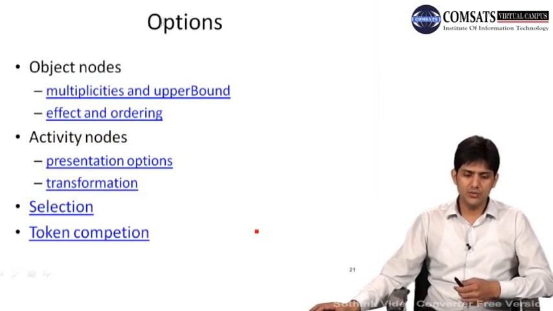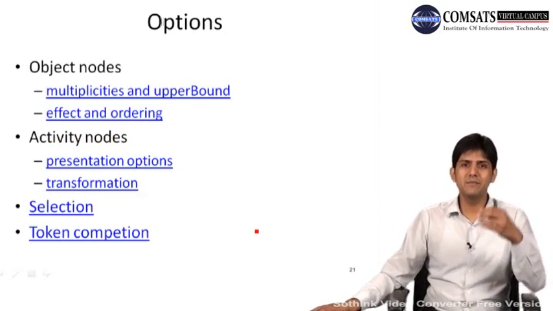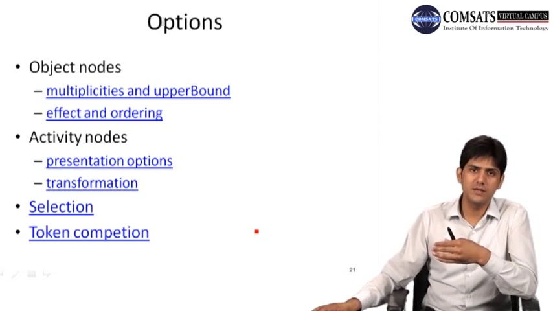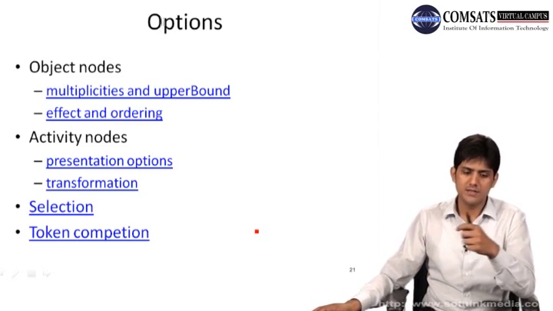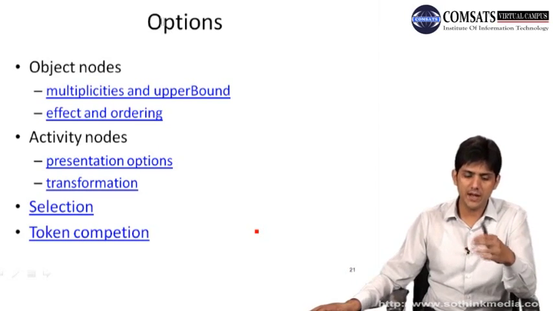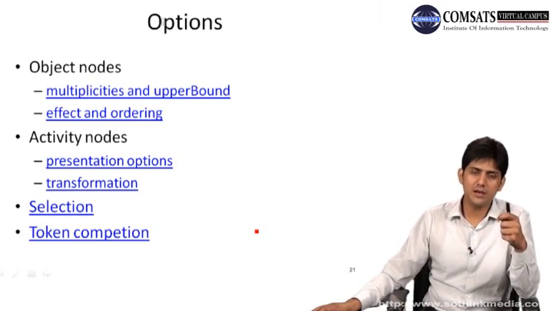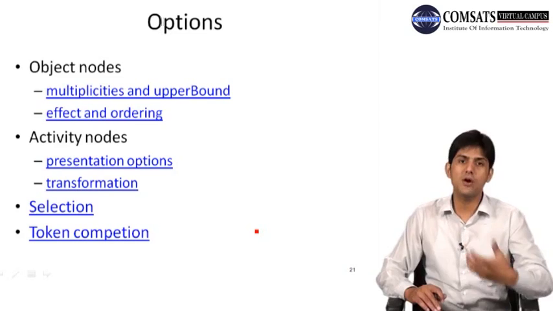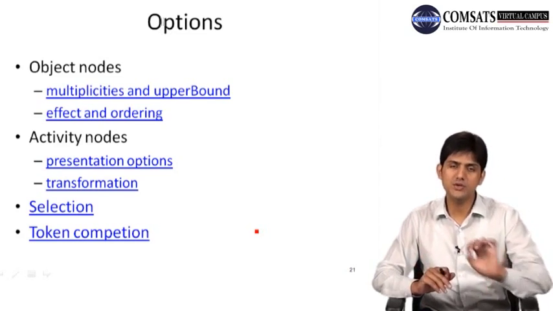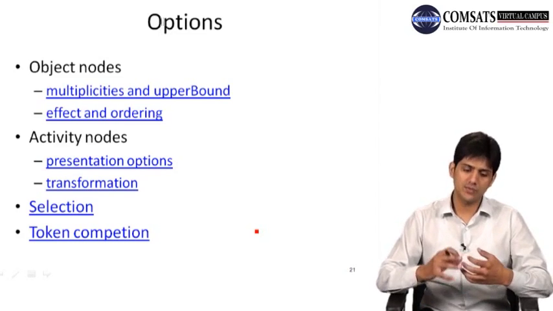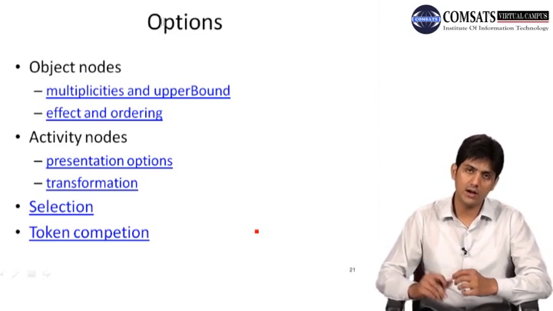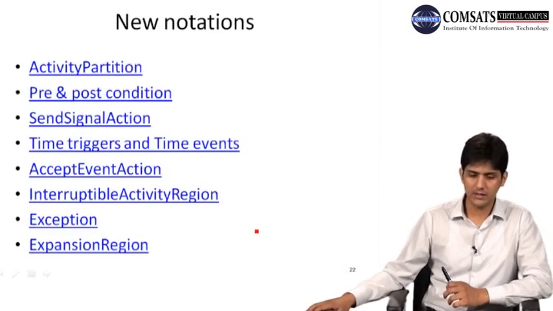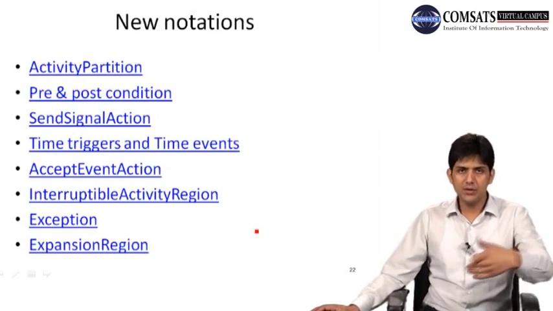Okay. Now we have some options: inside object nodes we can also represent multiplicities, and we can represent the upper bound, and we can also order them, meaning in which order we are passing the data. Similarly, for activity nodes we have presentation options and transformation. We can do some selection and we can do token computation. Now these are the different options when we are making activity diagrams. Whenever we have object nodes, we can show multiplicity, such as one-to-many relationships. Similarly, in activity diagrams we can show transformations, or we have different presentation options. We'll see what they are. And similarly, we can do some selection options, or we can represent token computation within an activity diagram. We'll see some new notation in the coming slides.